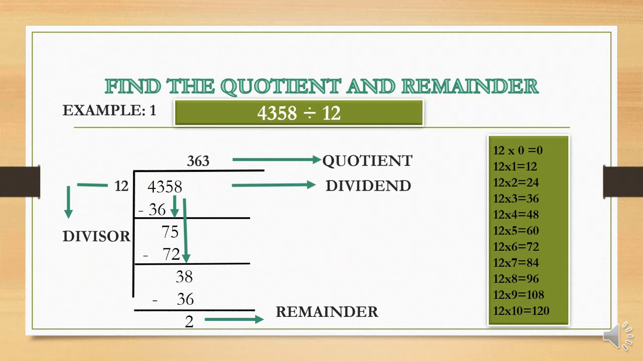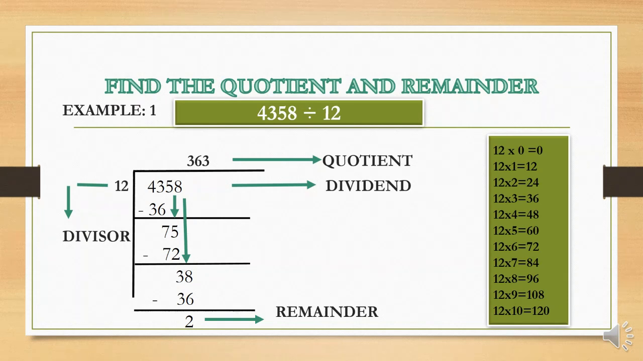What is quotient? When one number, the dividend, is divided by another number, the divisor, the result obtained is known as the quotient. What is dividend? The number that is divided is called the dividend. What is divisor? Divisor is a number or an integer which divides any other number to give the result. What is remainder? When one number cannot divide another number completely, what is left is the remainder.